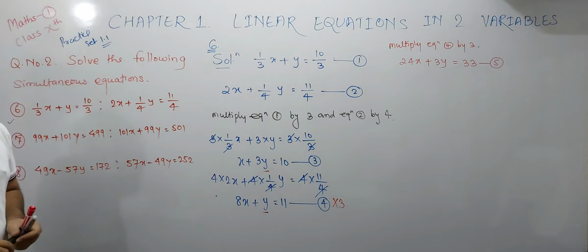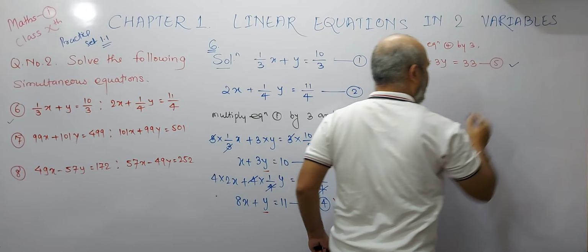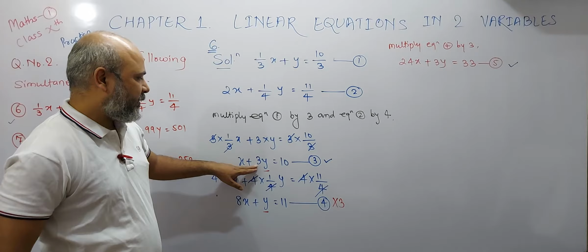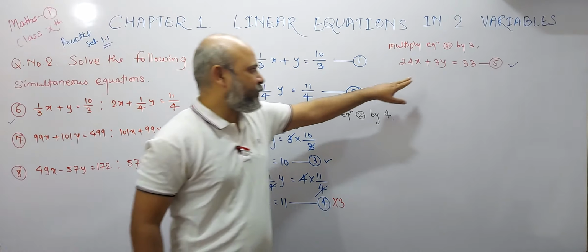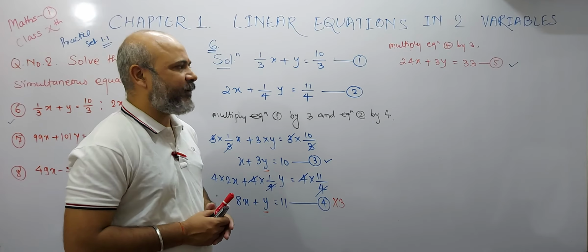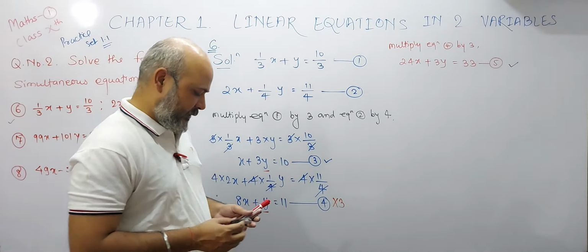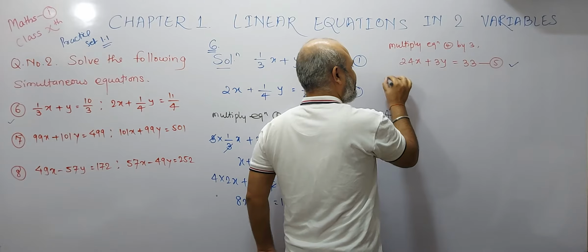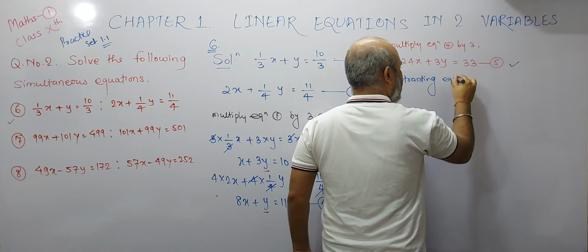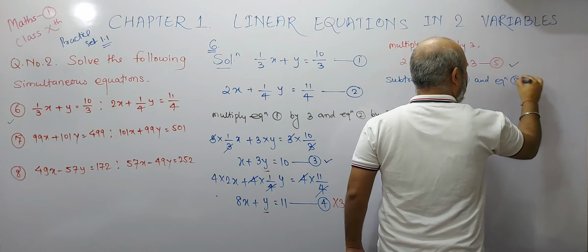So now you see equation number 3 and equation number 5. In equations 3 and 5, you have plus 3y, and here also plus 3y. Means the variable y has the same coefficient and the same sign, so you are going to subtract equation 3 and 5. So I will write, subtracting equation 3 and equation 5, we get.